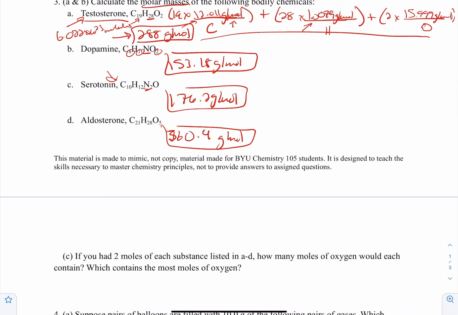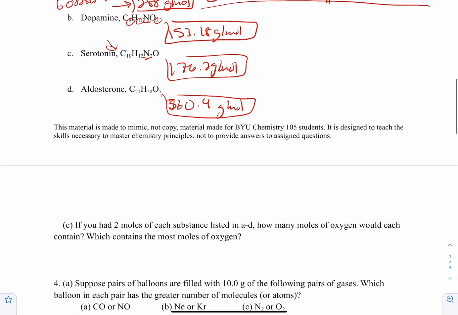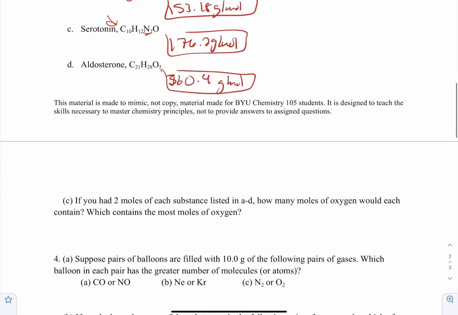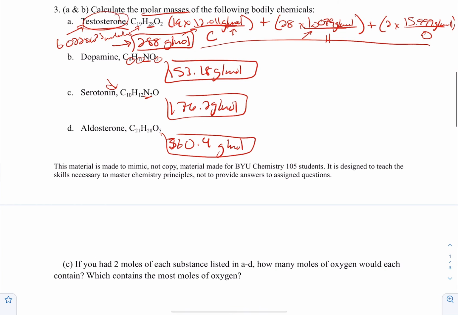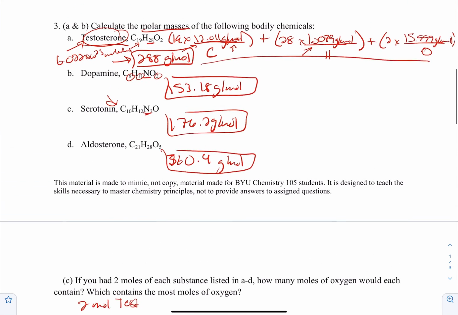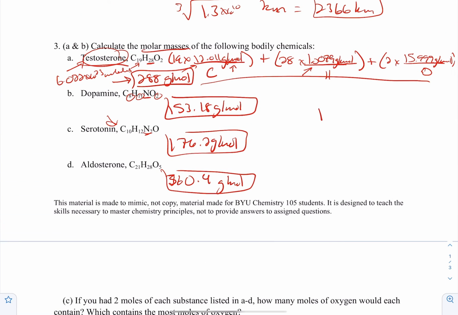Now, part C says, if you had 2 moles of each substance listed in A through D, how many moles of oxygen would each contain? Okay, so 2 moles. Now let's take testosterone, for example. We're going to start with testosterone. I've got 2 moles of testosterone. Now, for every 1 molecule I have of testosterone, how many atoms of oxygen are there? There are 2, right? Atoms.